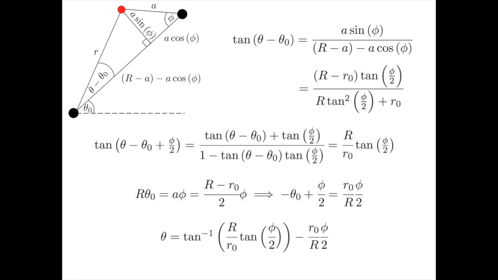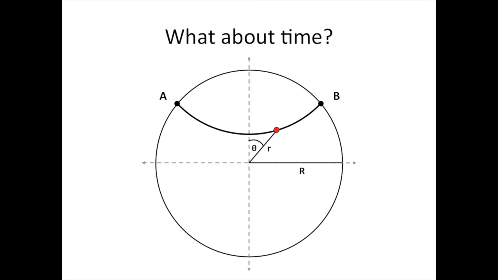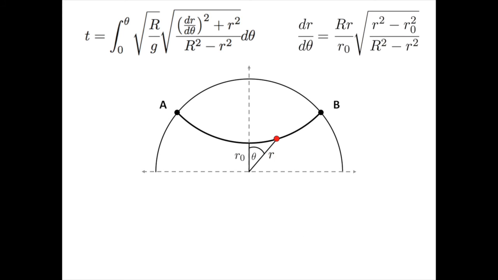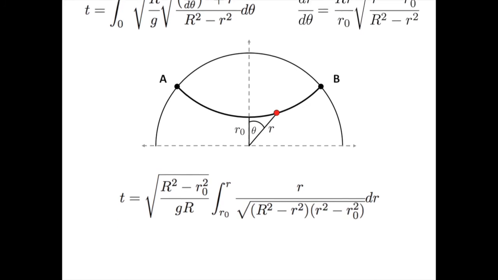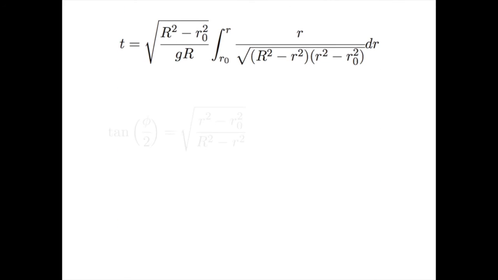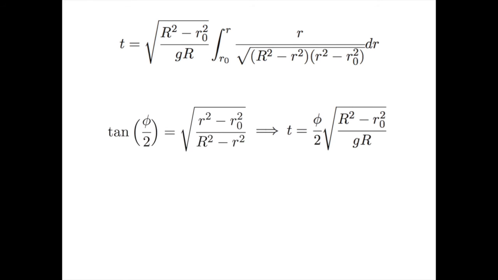Okay, so we have two equations in terms of phi, and for the purpose of visualizing this system, we want these two equations to depend on time. So let's find the relationship between phi and time. We first need to recall our equations for time and dr, d theta, and by plugging in and simplifying, we can find the equation for time in terms of r. By reintroducing the definition for our phi variable and substituting, we get the desired relationship between phi and time, which you can see is linear.